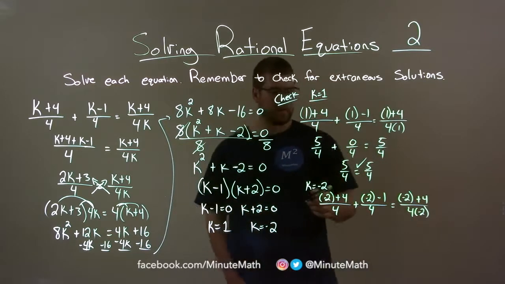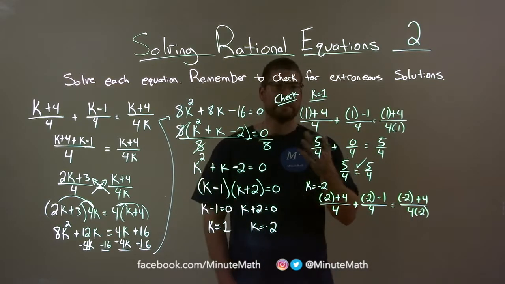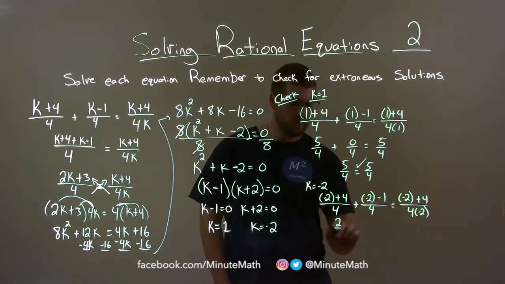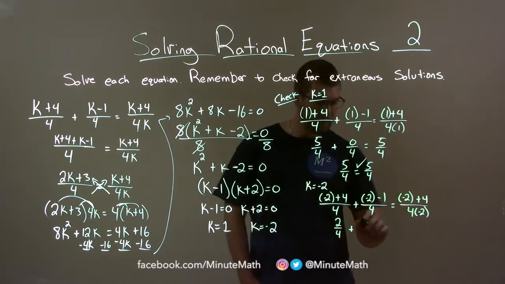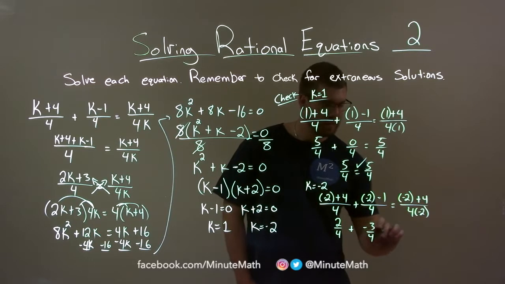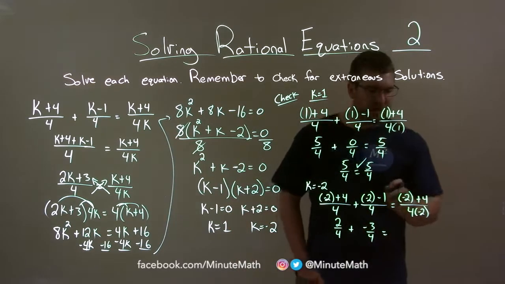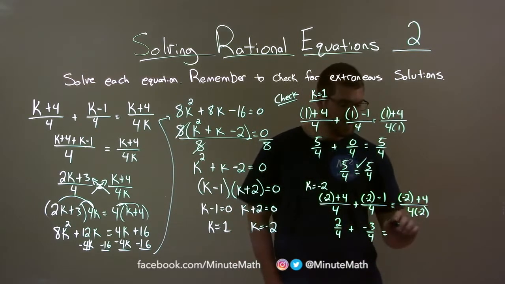Yeah, so let's simplify. -2 plus 4, that is a +2. We have 2/4 here. Plus -2 minus 1 is a -3, so we have a -3/4. Equals -2 plus 4 is a +2. We have +2 here, over 4 times -2, a -8. So we have a -8 here.